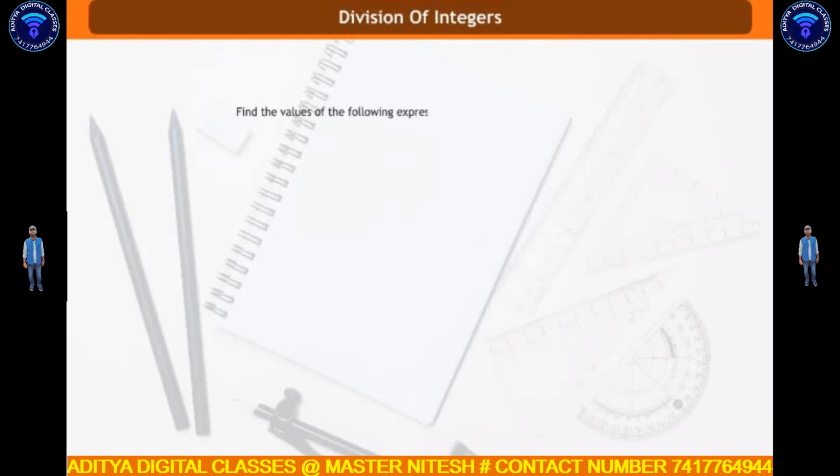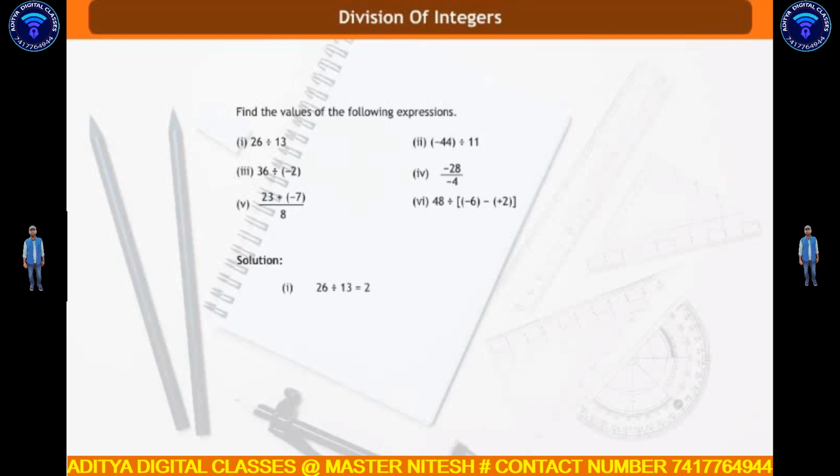Find the values of the following expressions. 26 divided by 13, -44 divided by 11, 36 divided by -2, -28 divided by -4, (23 plus -7) divided by 8, 48 divided by (-6 plus 2). Solution. 26 divided by 13 is equal to 2. -44 divided by 11 is equal to -4. 36 divided by -2 is equal to -18. -28 divided by -4 is equal to 7. (23 plus -7) divided by 8 is equal to 16 by 8.